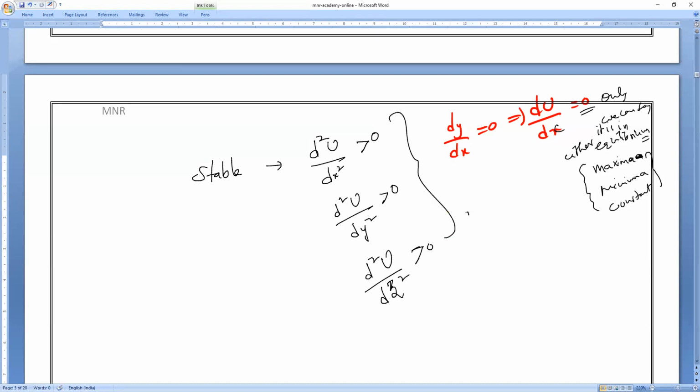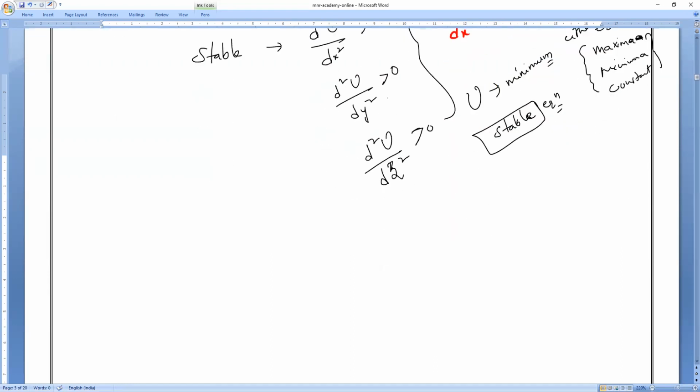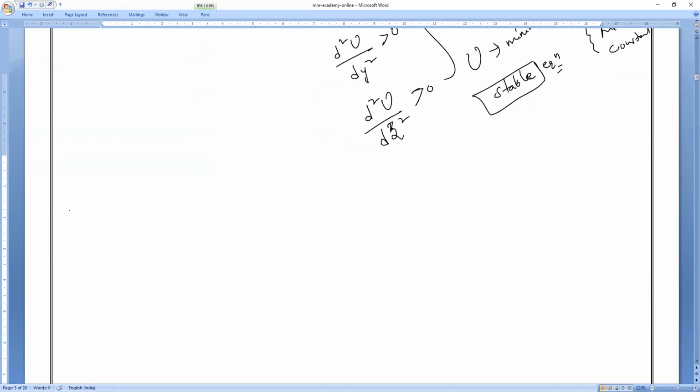So in this case, potential energy is what? Speak loudly. Potential energy is minimum. Minimum means what can we say? It is stable or unstable? Stable. That is what you have to understand. Clear, everybody? Please respond, all of you. Now understand this. Next one is unstable. So it is just the opposite.